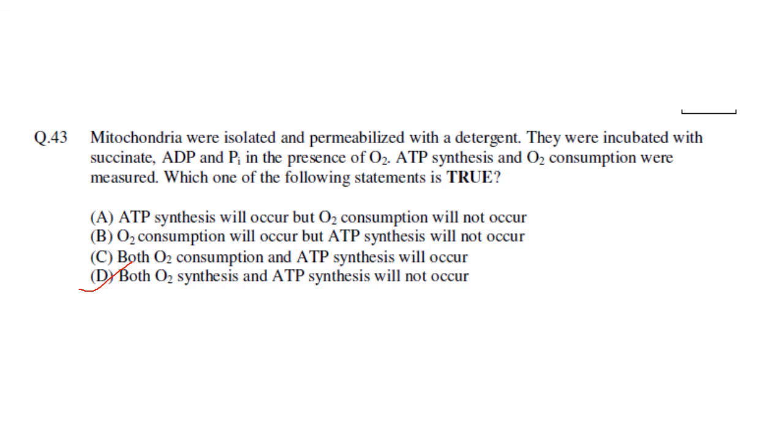So when mitochondria are permeabilized with a detergent, they will become permeable to ions. So the pH gradient required to form ATP from ADP and Pi will not form. So ATP synthesis will not take place. Electron transport too would be disrupted and oxygen consumption will not occur. So the answer is option D. Both oxygen consumption and ATP synthesis will not occur.